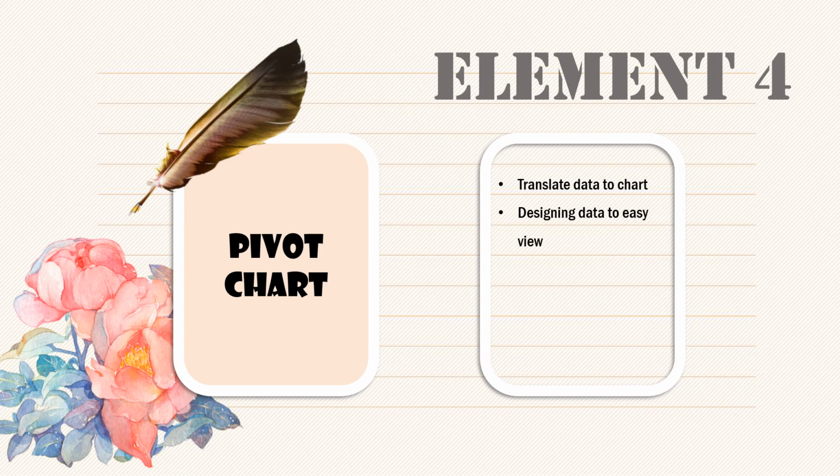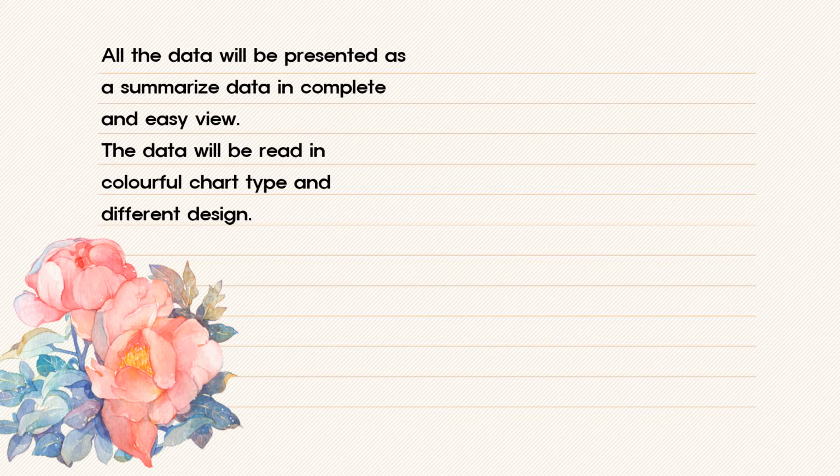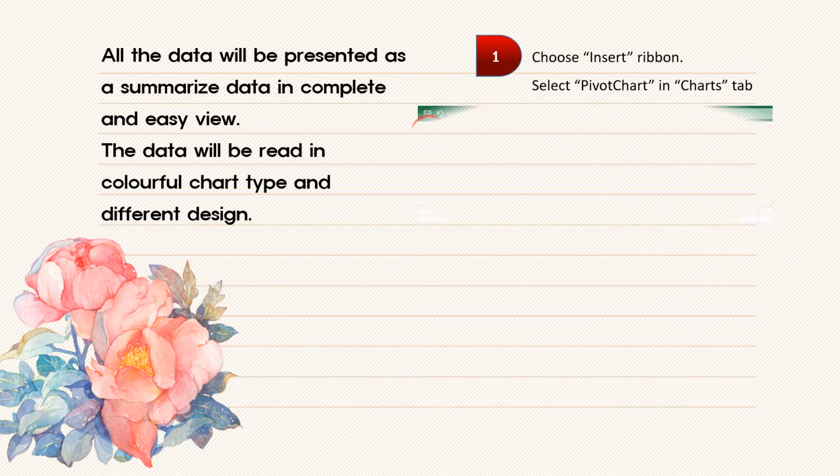For element 4, here is a pivot chart. This is very interesting. You may translate data to a chart and design the data for easy viewing. All the data will be presented as summarized data in a complete and easy view. All the data may be read in colored chart types.